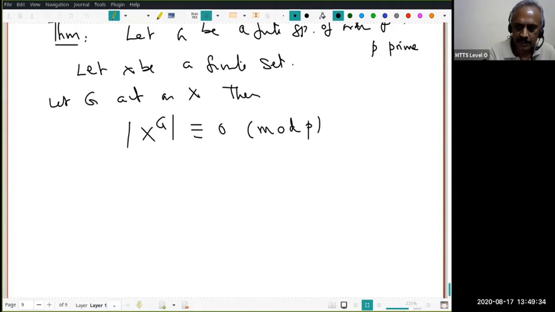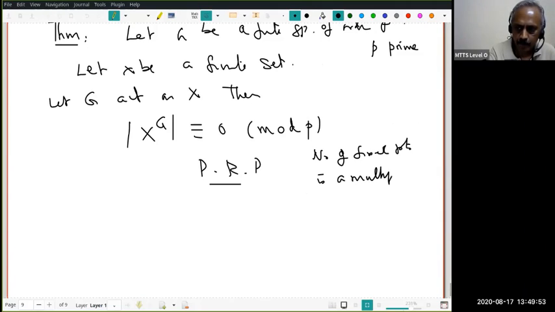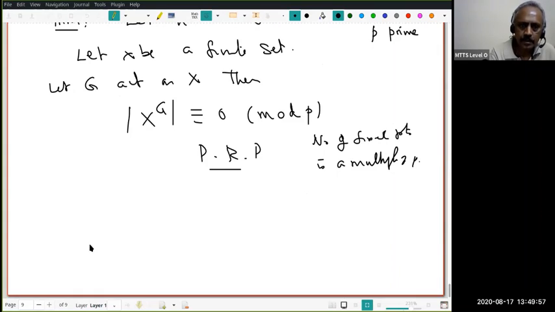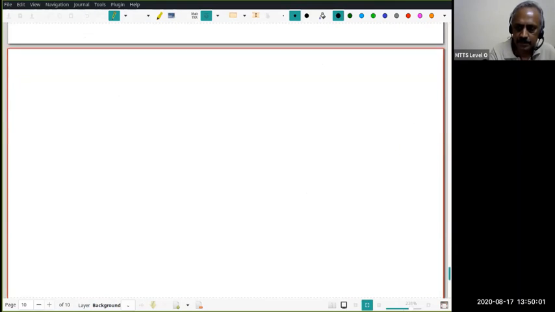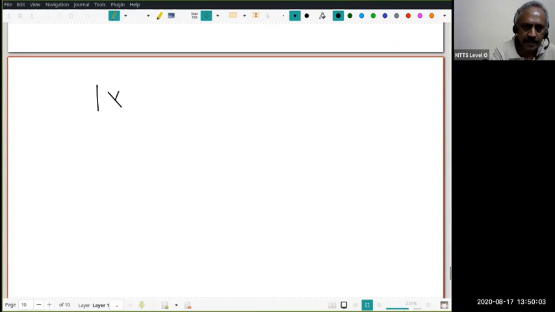Is the result clear? Pause, review, proceed. Earlier two cases are exactly this. Okay, let us go through the proof. Very easy. Okay, so as usual we write X.